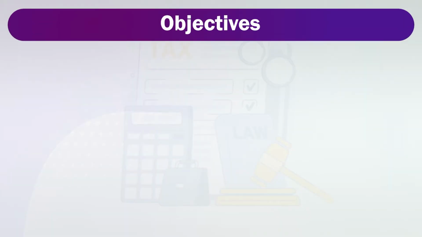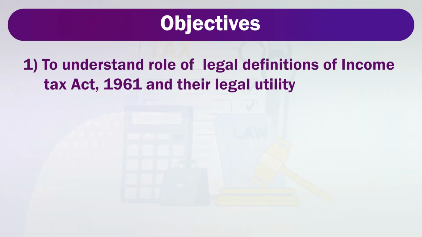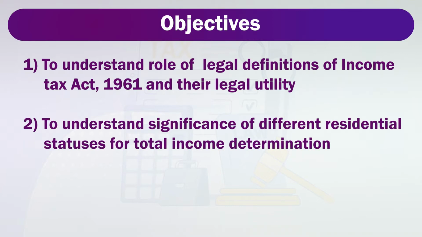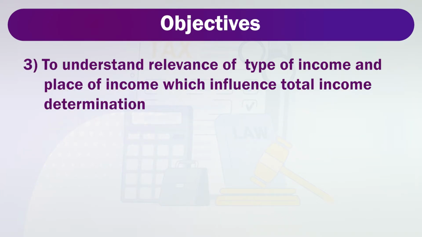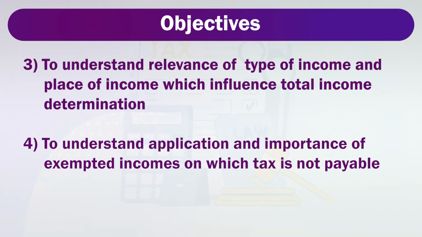Let's start with the objectives. Number 1. To understand the role of legal definitions of Income Tax Act of 1961 and their legal utility. Second, to understand significance of different residential status for total income determination. Third, to understand relevance of type of income and place of income which influence total income determination. Fourth, to understand application and importance of exempted incomes on which tax is not payable.